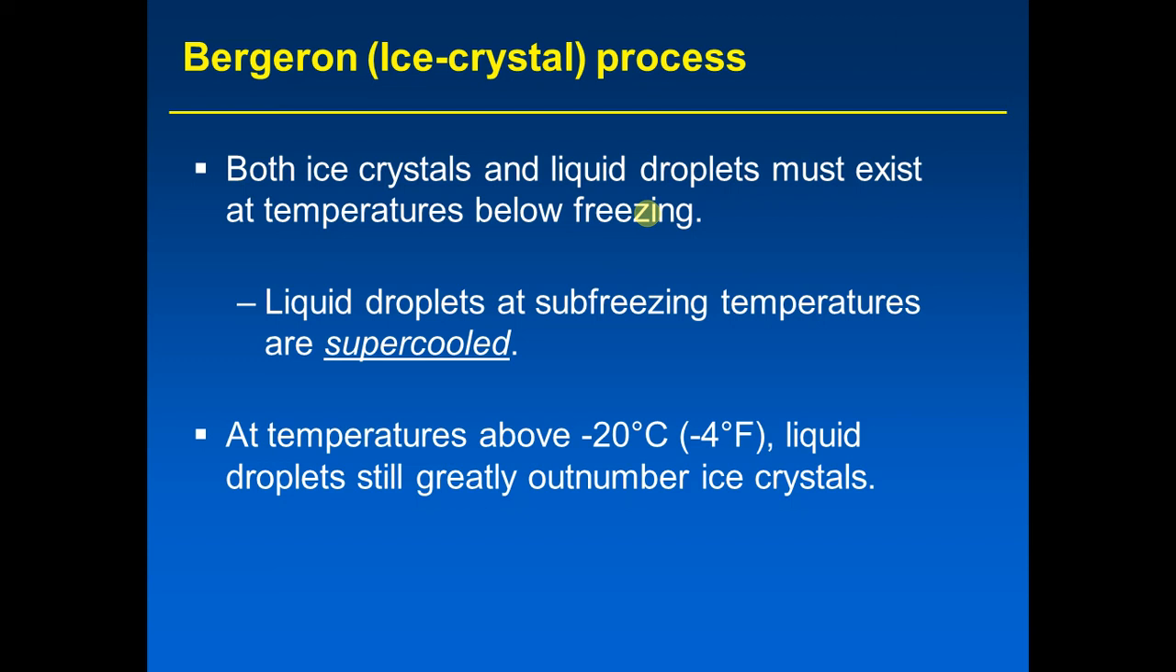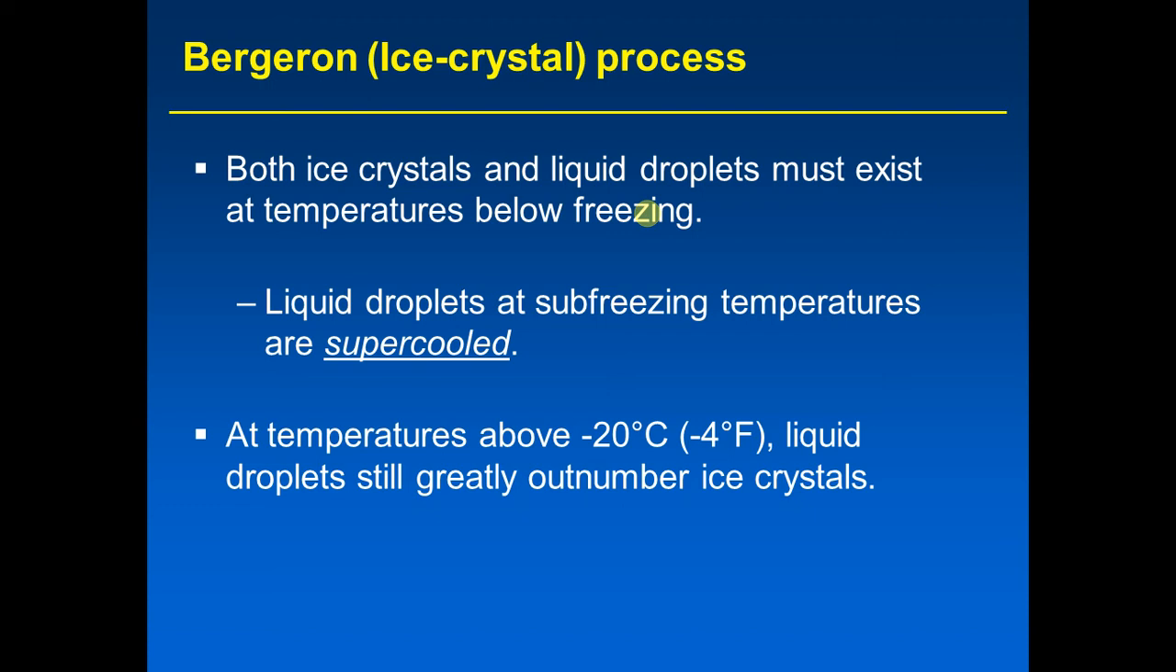So, the collision coalescence process deals with liquid drops in clouds, but in the Bergeron ice crystal process, ice crystals and liquid droplets must coexist at temperatures below freezing. Okay? So somewhat surprisingly, in the cold air of a cloud just above the freezing level, right, almost all of the cloud droplets are still liquid water. Or almost all of the particles of the cloud are still liquid water. Okay? Water droplets existing at temperatures below freezing point, 32 degrees Fahrenheit, 0 degrees Celsius, are called supercooled droplets.